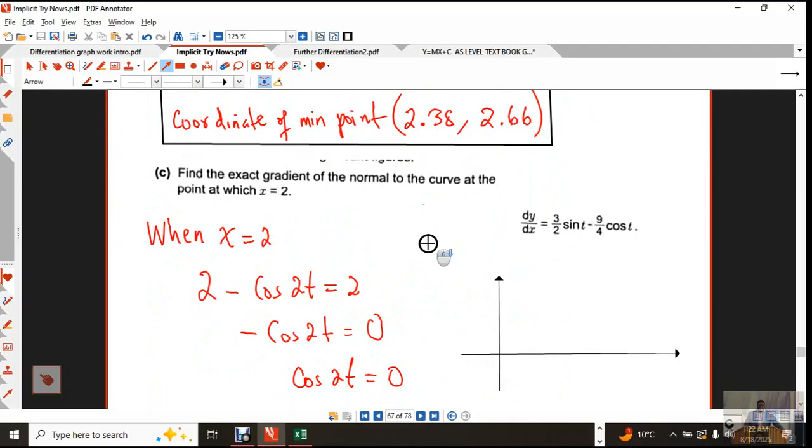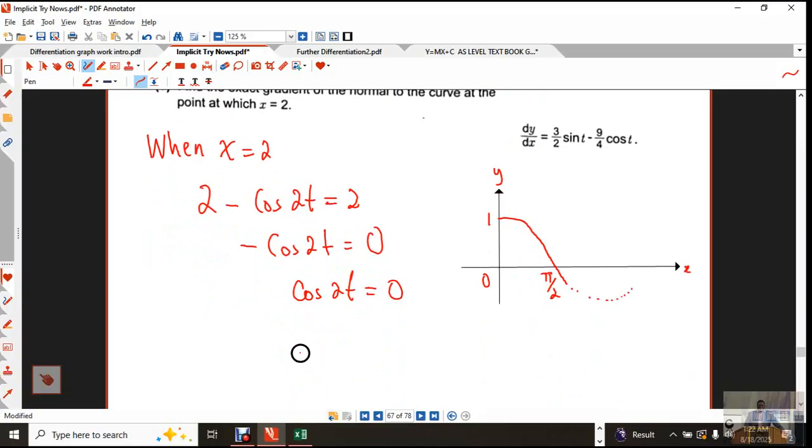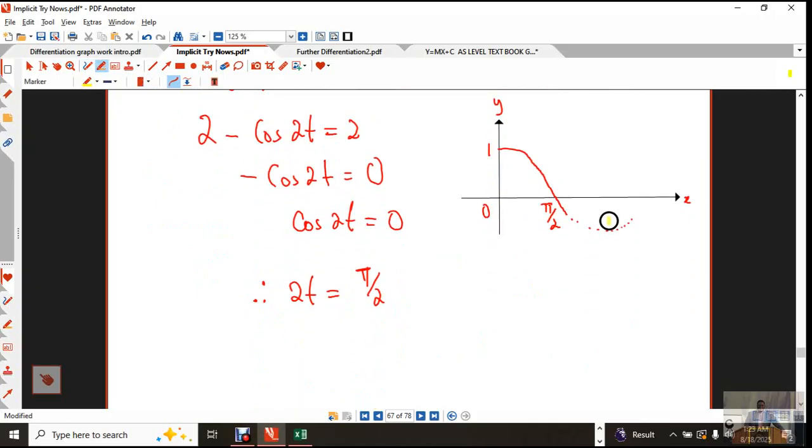Good. So the cosine function normally starts over here, then it will go like so. So this point here is that point. That is 1. This is going to be x, that's going to be y. So in this particular case, our angle 2t will equal pi over 2, because at that place we have the y value equal to 0. So that implies that t is pi over 4, if you divide throughout by 2.